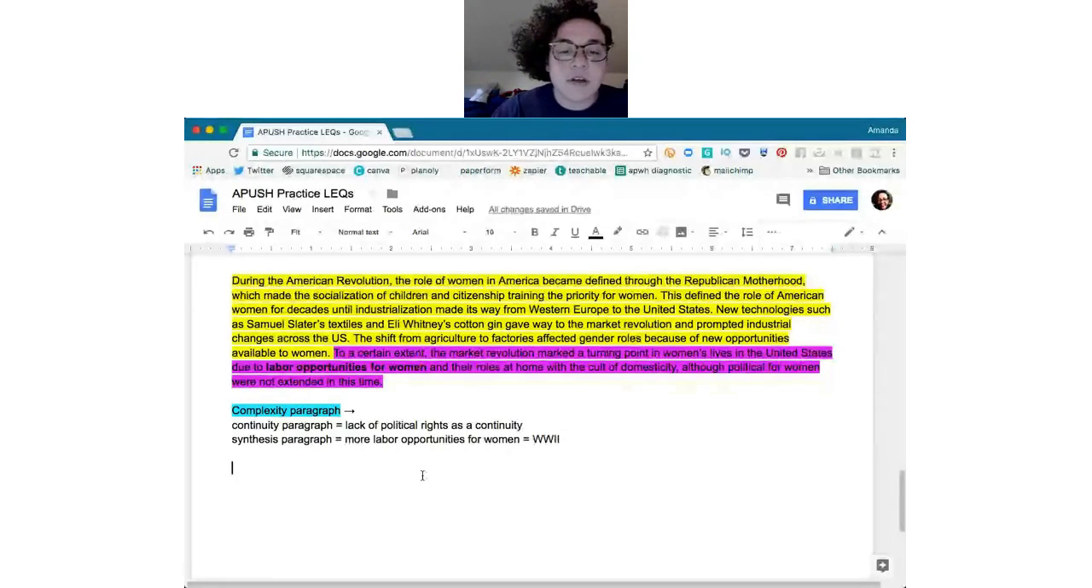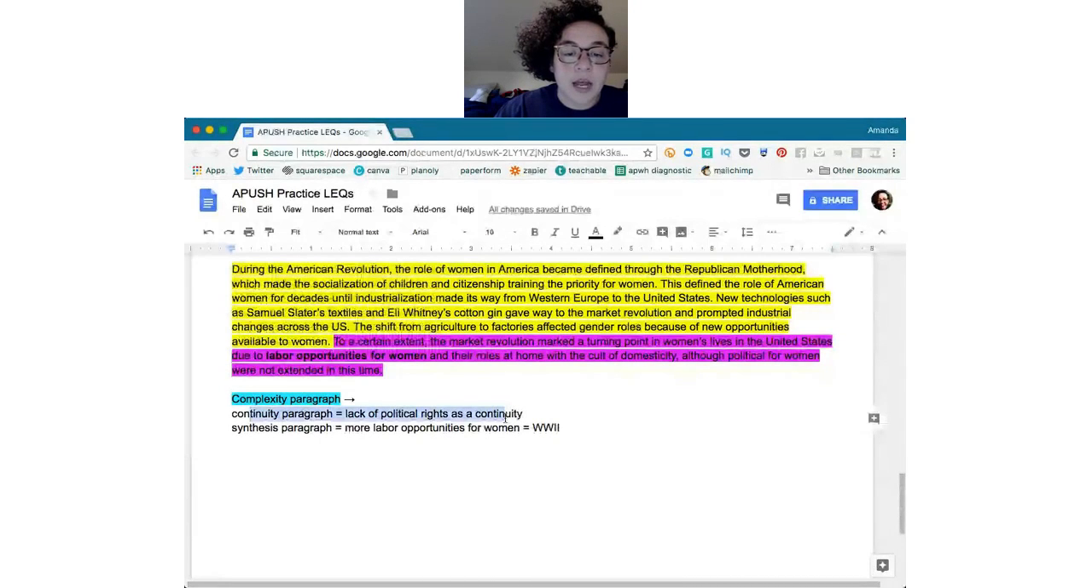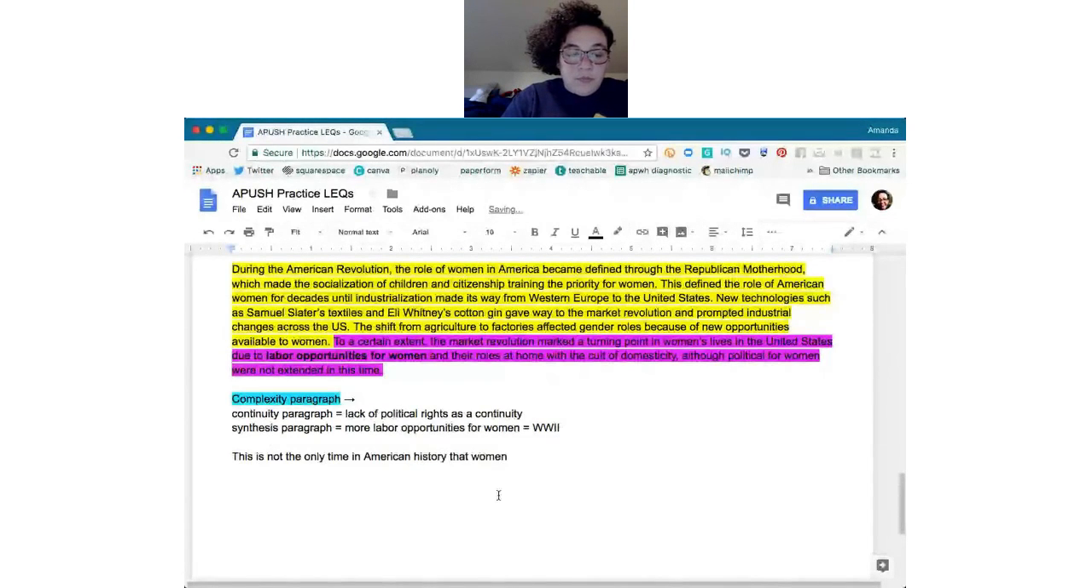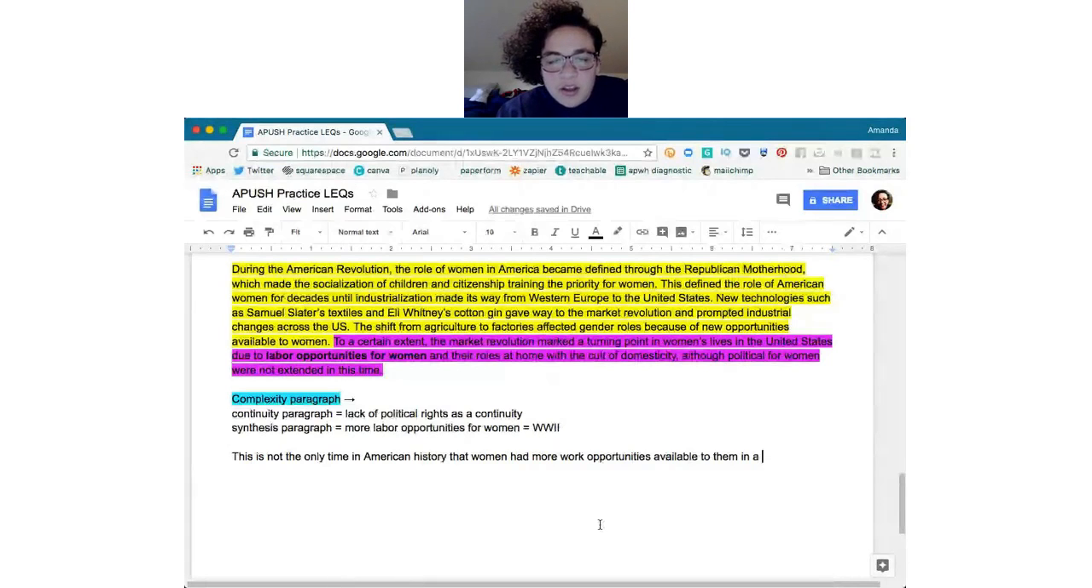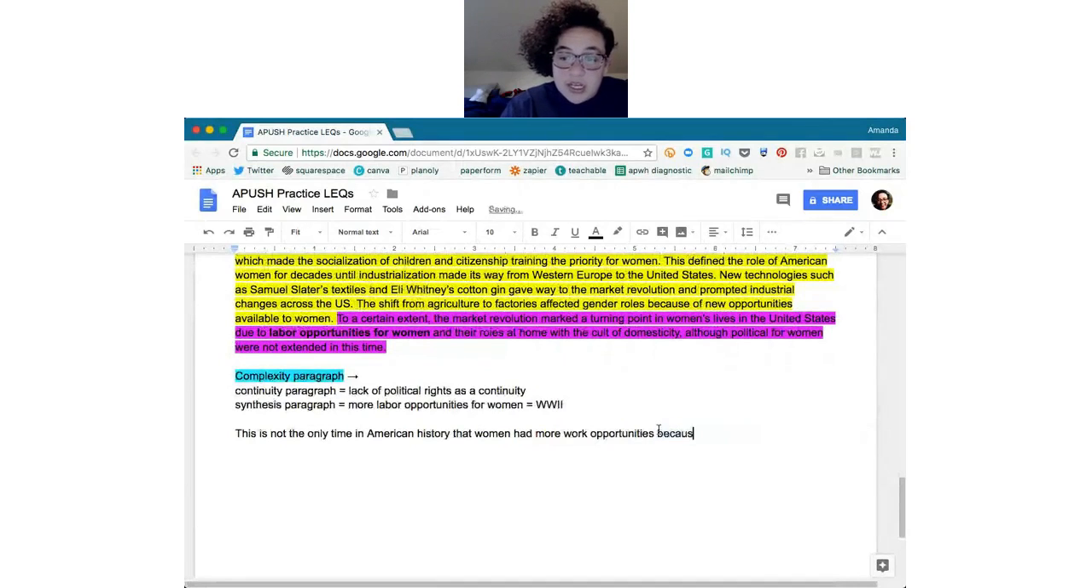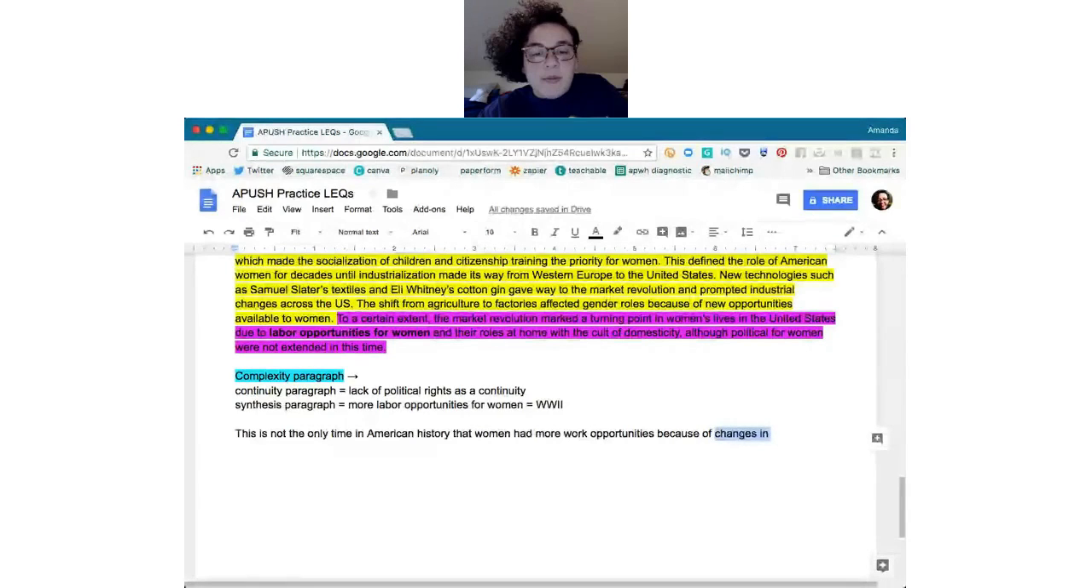So in terms of writing a synthesis paragraph, this is what it would look like. I'm not going to do the continuity paragraph right now because it will look the same as your other ones. The synthesis paragraph will be set up like this. This is not the only time in American history that women had more work opportunities available to them in a short amount of time. I'm trying to think of the key thing there. It's not the only time that women had more work opportunities because of changes in, I can't really say technology. Would you say any other time in American history had more opportunities for women because of changes in technology?